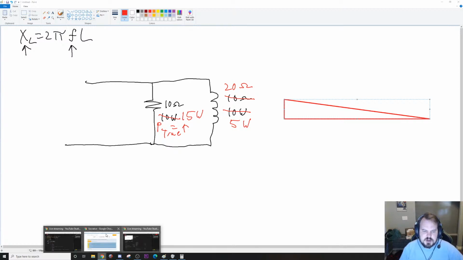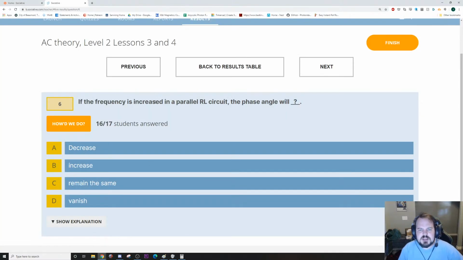So let's go back to the question. I don't remember what it was. If the frequency is increased in a parallel RL, the phase angle will... So if you increase frequency in parallel RL, the phase angle will decrease. But this is only parallel. It would do the opposite in a series. But in parallel, it's going to decrease.